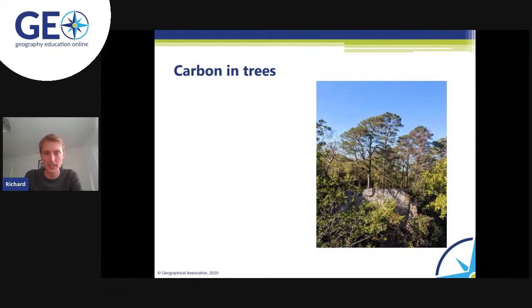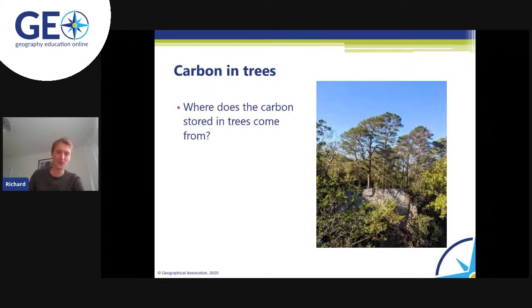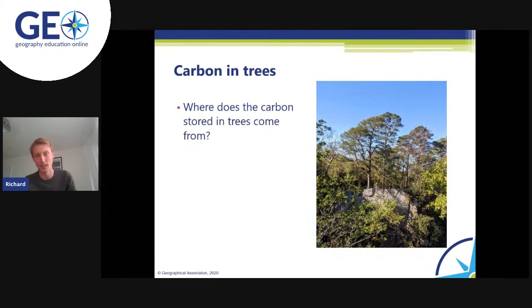So, carbon in trees. Just a kind of question to get your heads thinking first off. I'll throw some answers into the comments. Where does the carbon in a tree come from? I like the answer to this question. It always surprises me whenever I think about it.